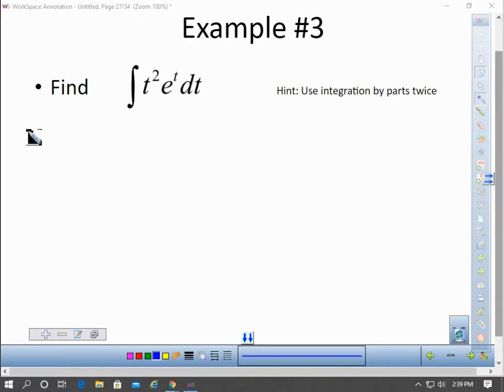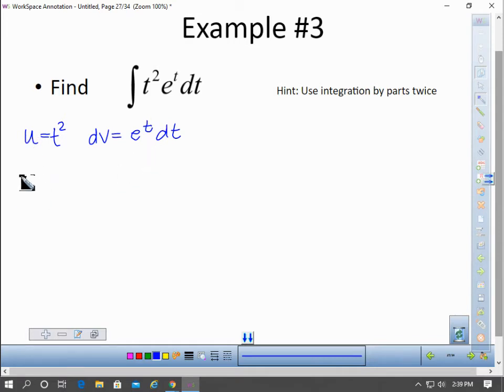All right, so we need to decide who our u is and who our dv is. I think it's pretty easy to say that we want to take the derivative of t squared, because the antiderivative of t squared would be harder, right? That'd be t cubed over 3. So we want to do the derivative of t squared. And then dv, we want e to the t because its derivative and its antiderivative are both really, really easy. So e to the t is the better choice for the dv.